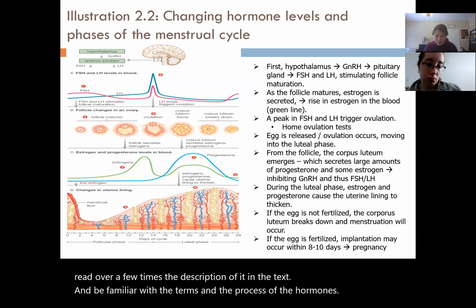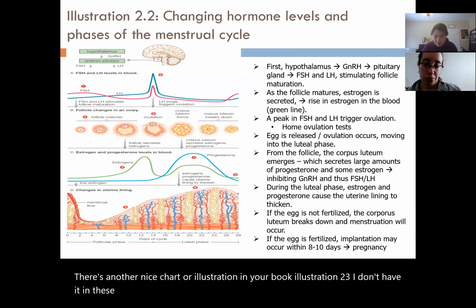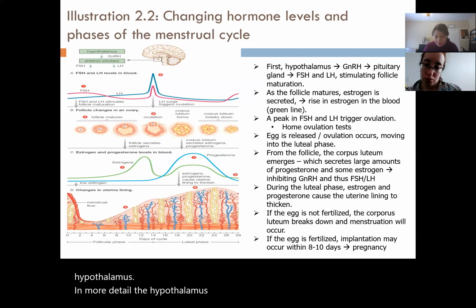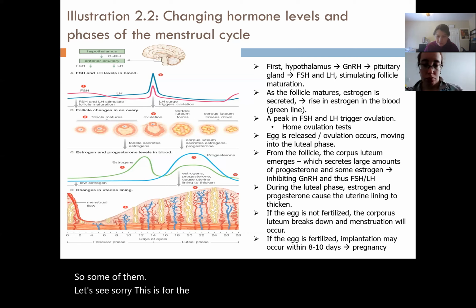There's another nice chart or illustration in your book, illustration 2.3. I don't have it in these slides, but it's on page 55 of your textbook. It shows in more detail how the hypothalamus secretes the different hormones, and it goes through some of them. Oh, sorry, this is for the male cycle, sperm production. So there's a good illustration.